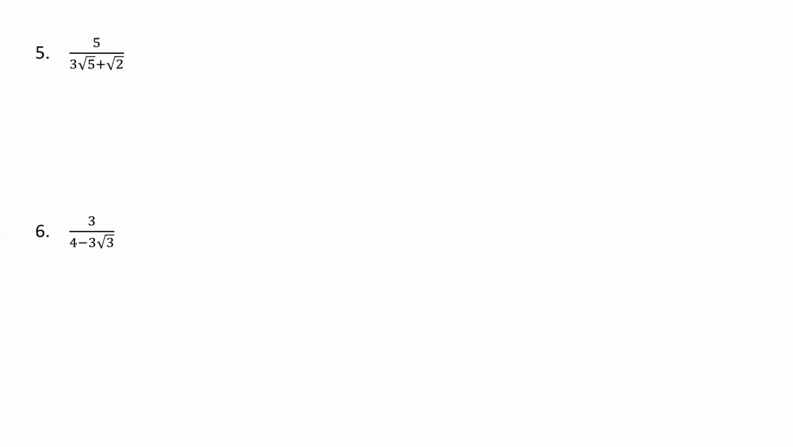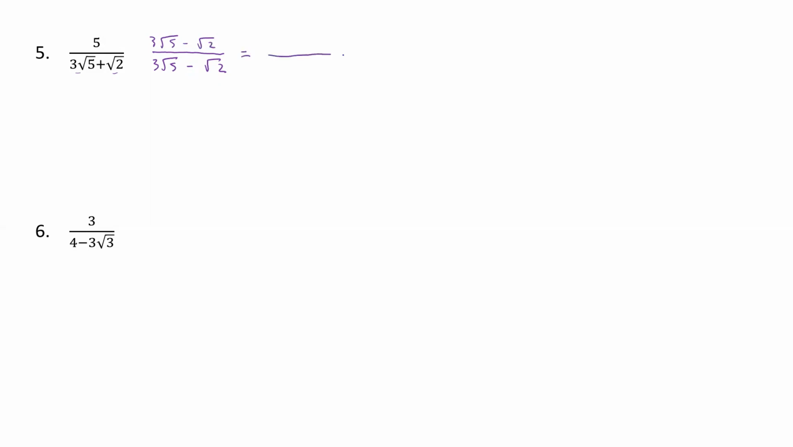All right, what about this one? Well, here we've got two things. We've got a part here and a part here separated by a plus. So what that means is we're going to have to multiply by the conjugate. Well, what is the conjugate? In this case, it's kind of weird because it's going to be 3 square root of 5 minus square root of 2. All we do is we change it from a plus to a minus. That's the conjugate. And so what we do down there, we also do up here.